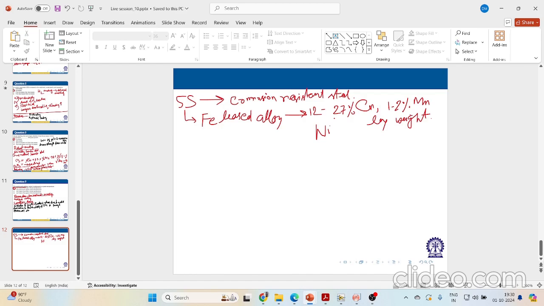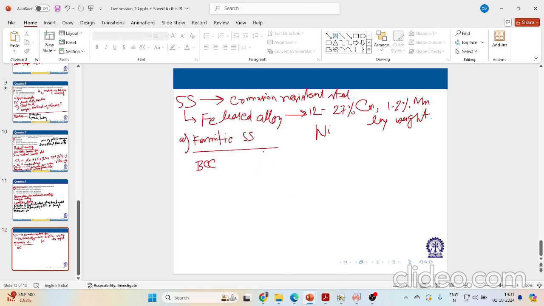Now, in terms of classification of stainless steel, first we'll be talking about ferritic stainless steel. These ferritic stainless steels are composed of BCC phase. Chromium tends to stabilize alpha Fe, which is BCC to be particular, and its high temperature counterpart. What is its high temperature counterpart? That is delta Fe.